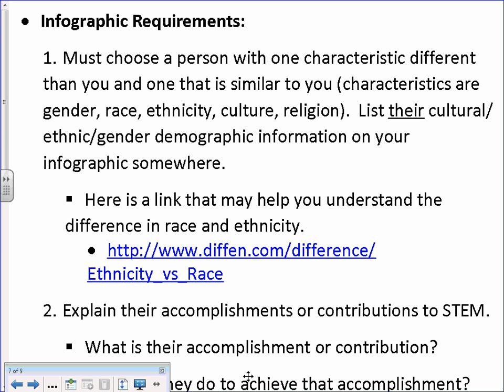So me, I'm a white female. I might choose a black male, or I might choose, that would be two differences, I would choose a black female. Okay? You can be whatever characteristic you want, similar and different. And if you need some help with what's different between race and ethnicity, I have a link here for you.